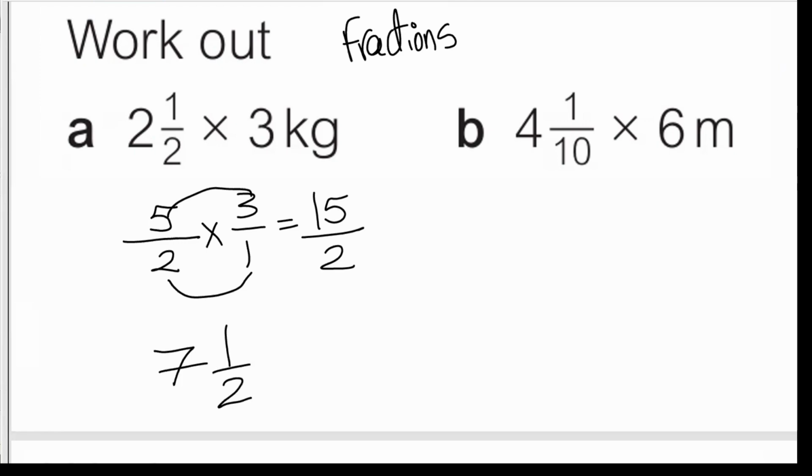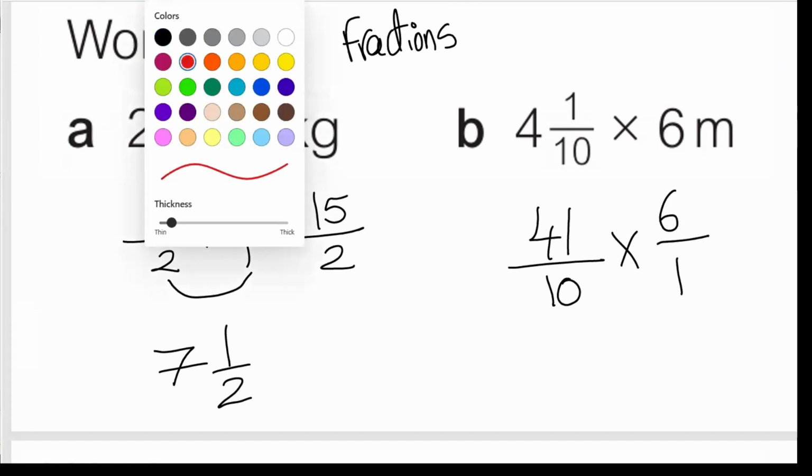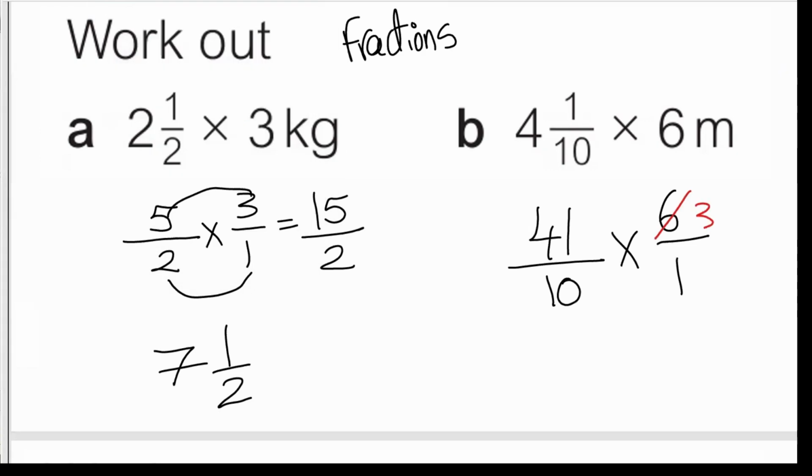4 times 10 is 40, plus 1. So you have 41 over 10 times 6 over 1. Why don't we simplify? Divided by 2, this will be 3. Divided by 2, this will be 5. So you have 41 times 3, which will be 123 over 5. And then remember, please, to always keep it as a mixed number, which is 24, 3 over 5.